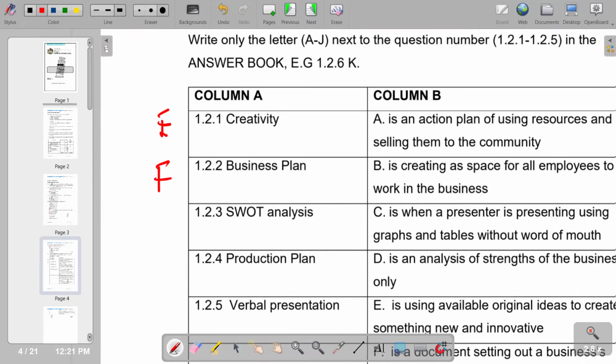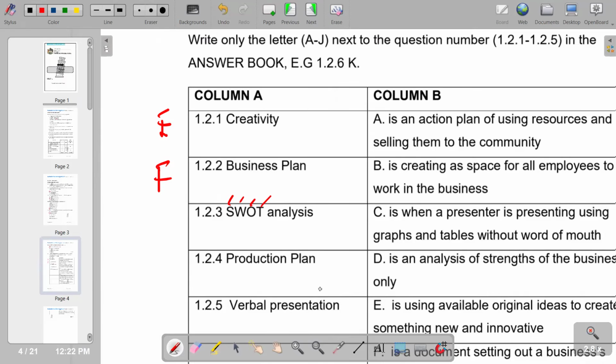When we look at the SWOT analysis, it is a decision-making technique. We can also call it a strategic planning technique. It determines how well a business is positioned in the market. So we've got the S, which stands for strength, the W for weaknesses, O for opportunities, and T for threats.